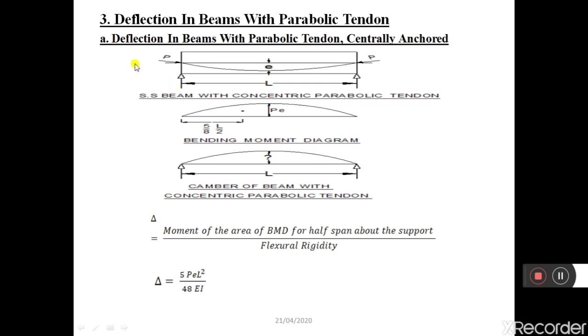So to calculate the deflection for this type of beam, take the moment about the support for the half span of a bending moment diagram. So here you can see moment of area of BMD for half span about the support divided by flexural rigidity. That is, delta is equal to the moment of the area of 50% of the BMD about the support. That will give delta is equal to 5PL square by 48EI.